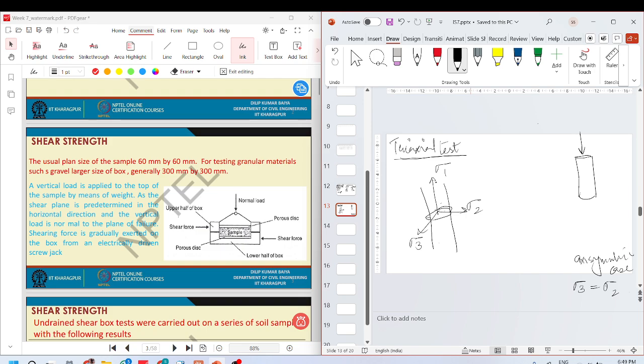Okay, so in triaxial testing, this is our sample. We have two stages. The first stage is, you have a sample.